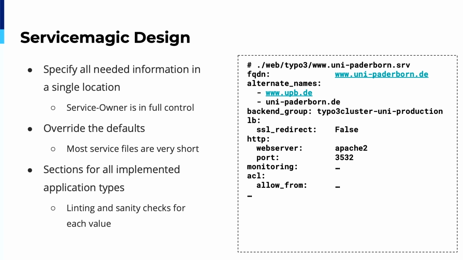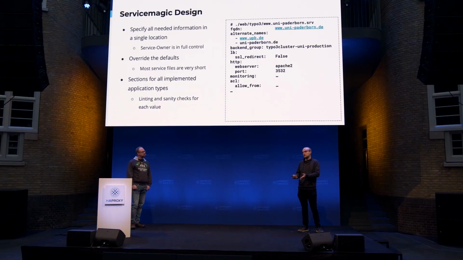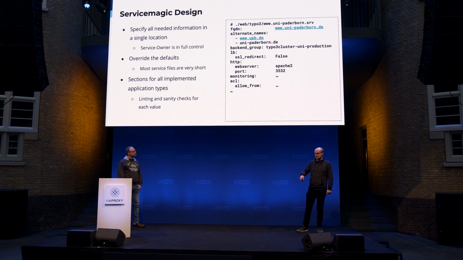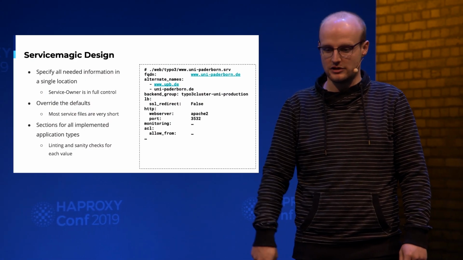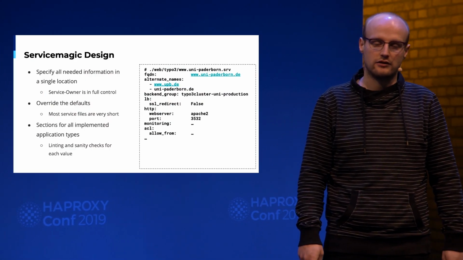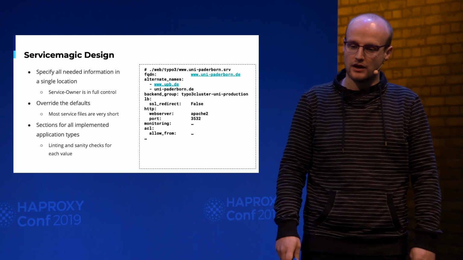Also, the nice thing about this is we have a lot of service owners that want to be in full control. With our previous solution, we had a web interface, and it was tricky. And now we can give them access to the service directory, and they say, okay, I deploy a new service. It's called like this. It has this FQDN, and the web server has to listen on this port, and it's an Apache 2, by the way, and we can simply ship that.